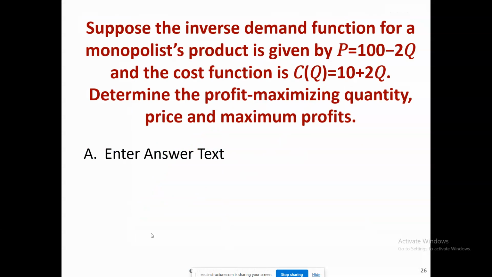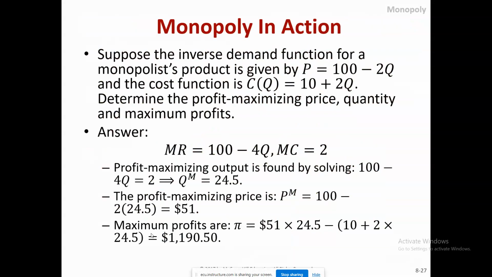Here's a practice for monopolist profit maximization. Please pause and try. All right, here's the answer. I want you to figure out the profit maximization point. So the first thing you need to write down is marginal revenue equals marginal cost. And we just did marginal revenue is written as this, 100 minus 4q. Marginal cost, we take a derivative of total cost with respect to quantity, it is 2. Equating the two of them, we got the output level to maximize profit, that is 24.5.